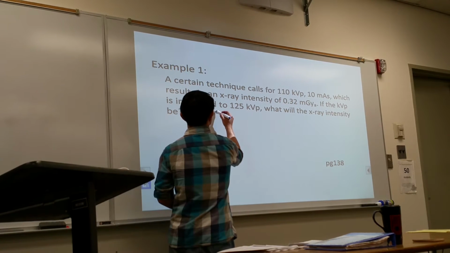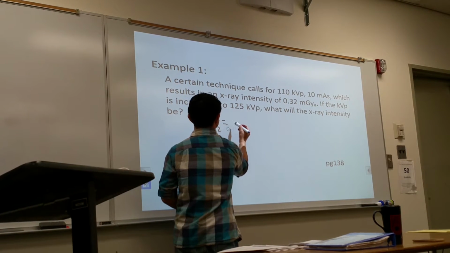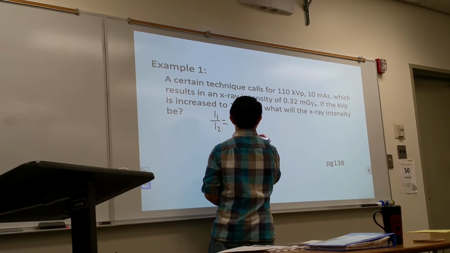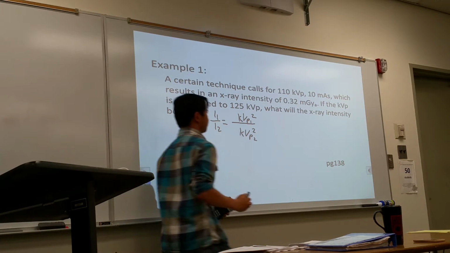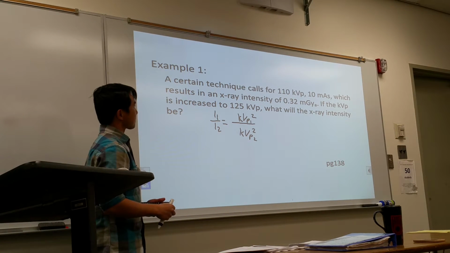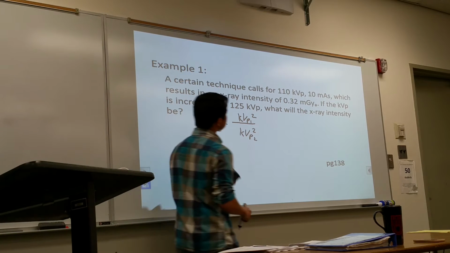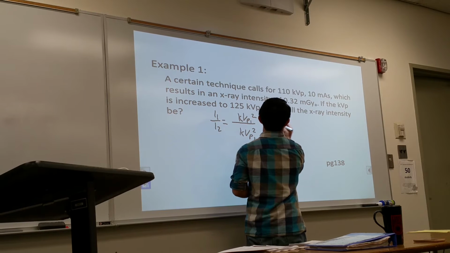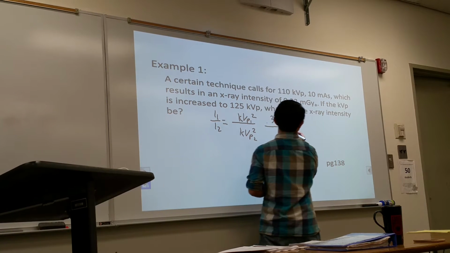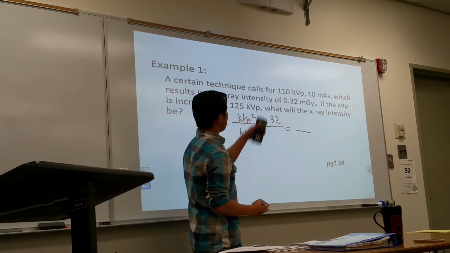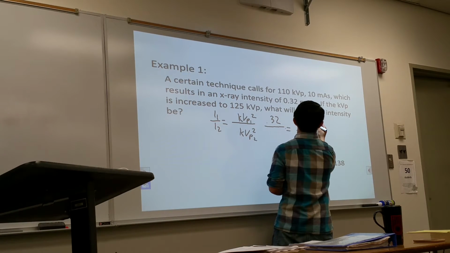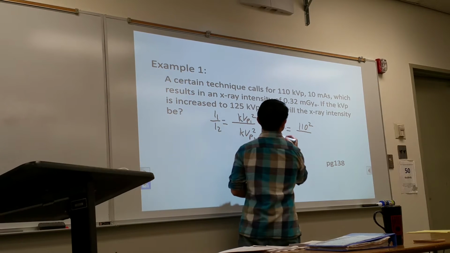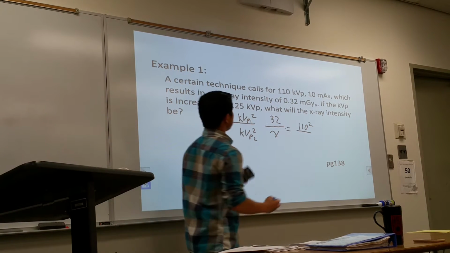Using our equation, I1 over I2 equals kVp1 squared over kVp2 squared. Okay, comparing the missing elements. Original intensity is given as 0.32 gray when kV is set at 110. We want to know what the new intensity is when kV is increased to 125.